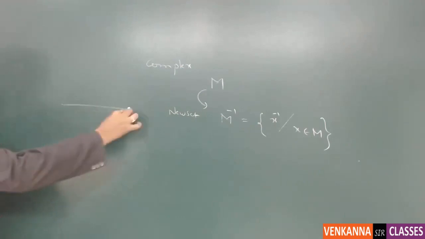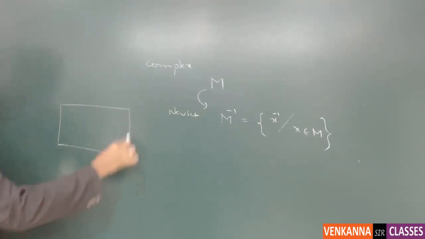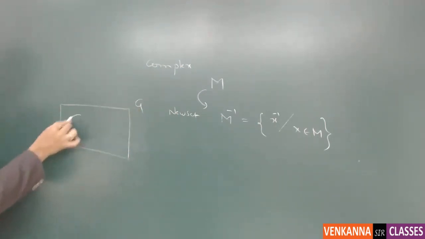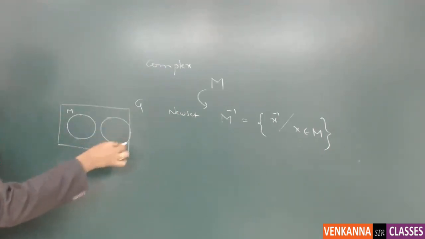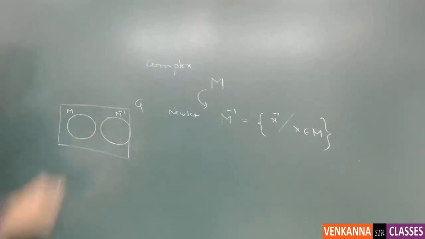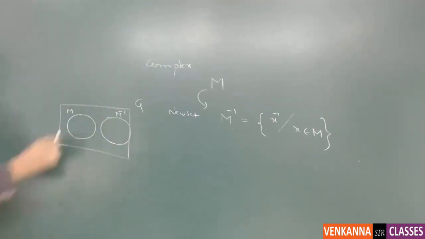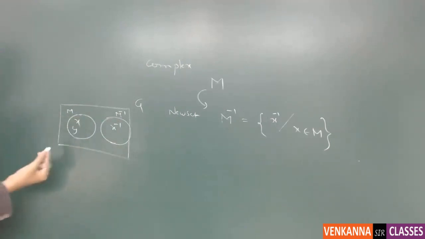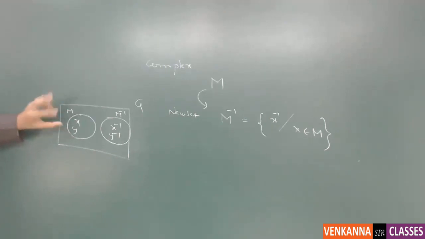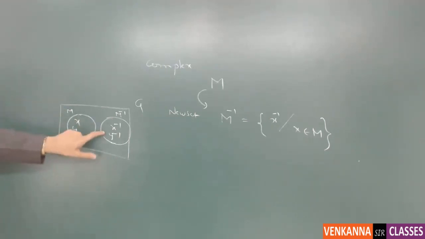So let me say this is the group G. This is the set M. This is the set M inverse. Now what happens if I take x here? x inverse will be here. If I take y here, y inverse will be here. So for every element, the corresponding inverse element will belong to this set. Did you understand?